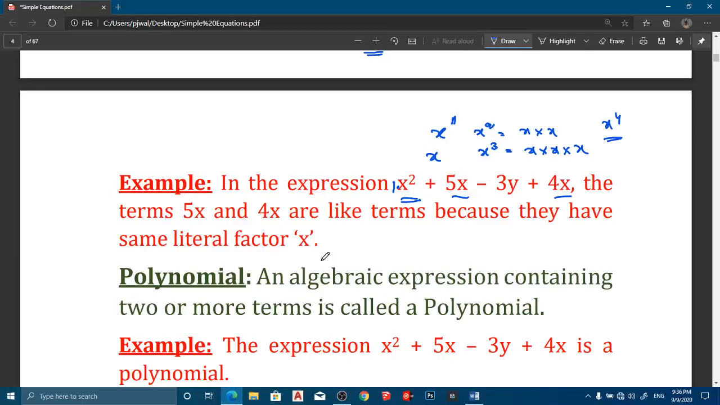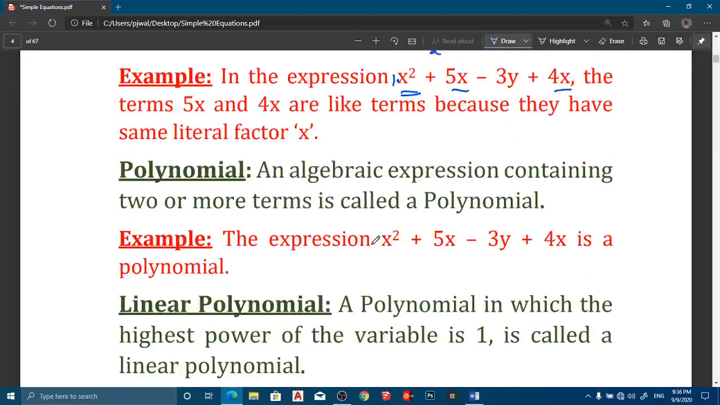Next, polynomial. A polynomial is nothing but an algebraic expression. All algebraic expressions are polynomials only.